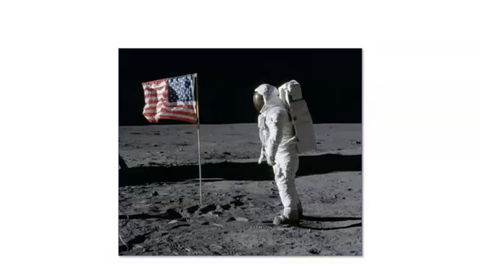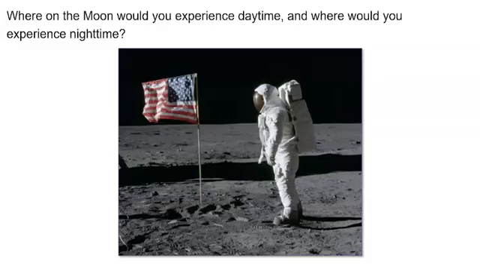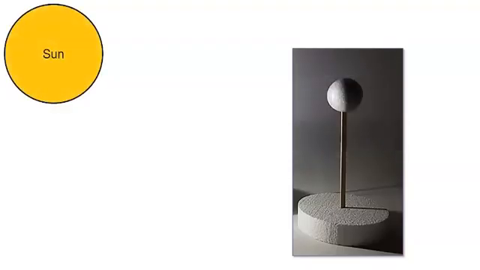Now, imagine you are an astronaut walking on the moon. Where on the moon would you experience daytime? And where would you experience nighttime? What do you think? Well, the side of the moon that faces the sun and reflects light is the daytime side of the moon, right? And the side that faces away from the sun is dark, so it is nighttime on that side.